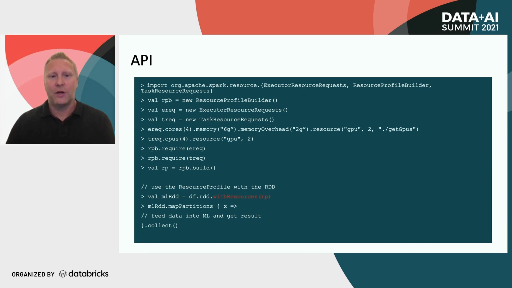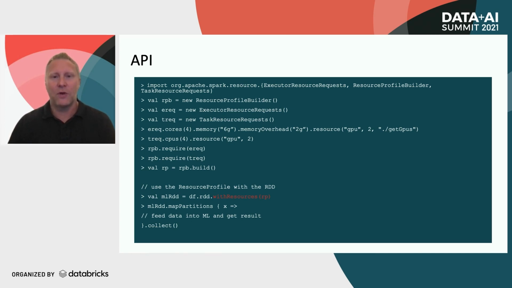So in this example, I created a new resource profile builder. I create a new executor resource request and a new task resource request. Then here I'm specifying the executor requirements. I'm saying I want each executor to have 4 cores, 6 gigs of memory, and 2 gigs of overhead, as well as 2 GPUs each. And then I'm saying each task requires 4 CPUs and 2 GPUs. So basically I can run 1 task on each of these executors. Then I say the resource profile builder requires the executor requirements and then the task requests, and then I build it. So once I've built it, I get a resource profile out.